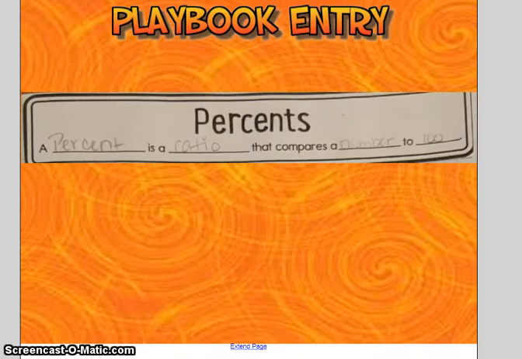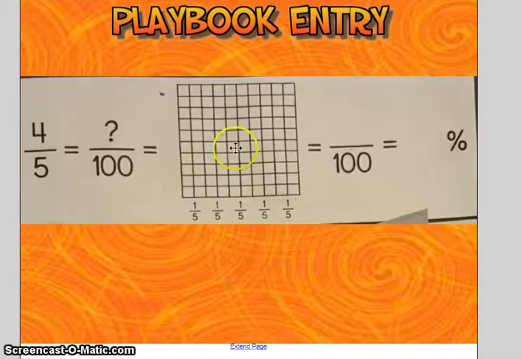Here, we're going to start with the definition of a percent. A percent is a ratio that compares a number to 100. Here is a concrete picture model of what a percent is going to look like. We are going to take a fraction, which is a ratio, and we are going to compare it to something out of 100, which will then give us a pictorial model as well as the actual percent itself.